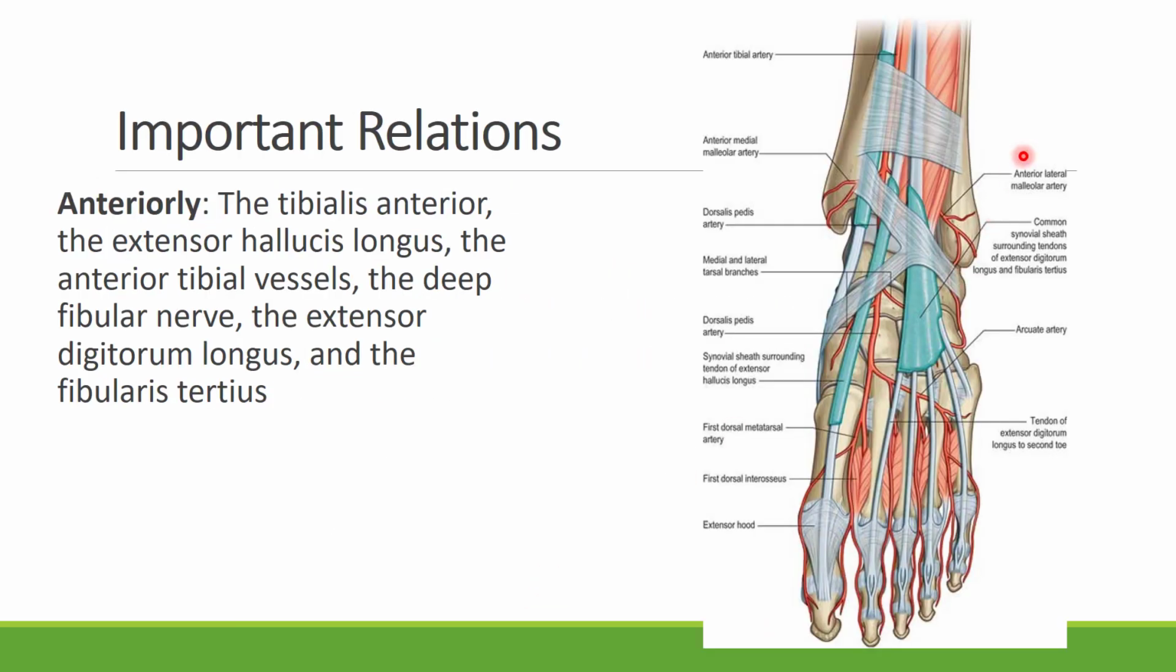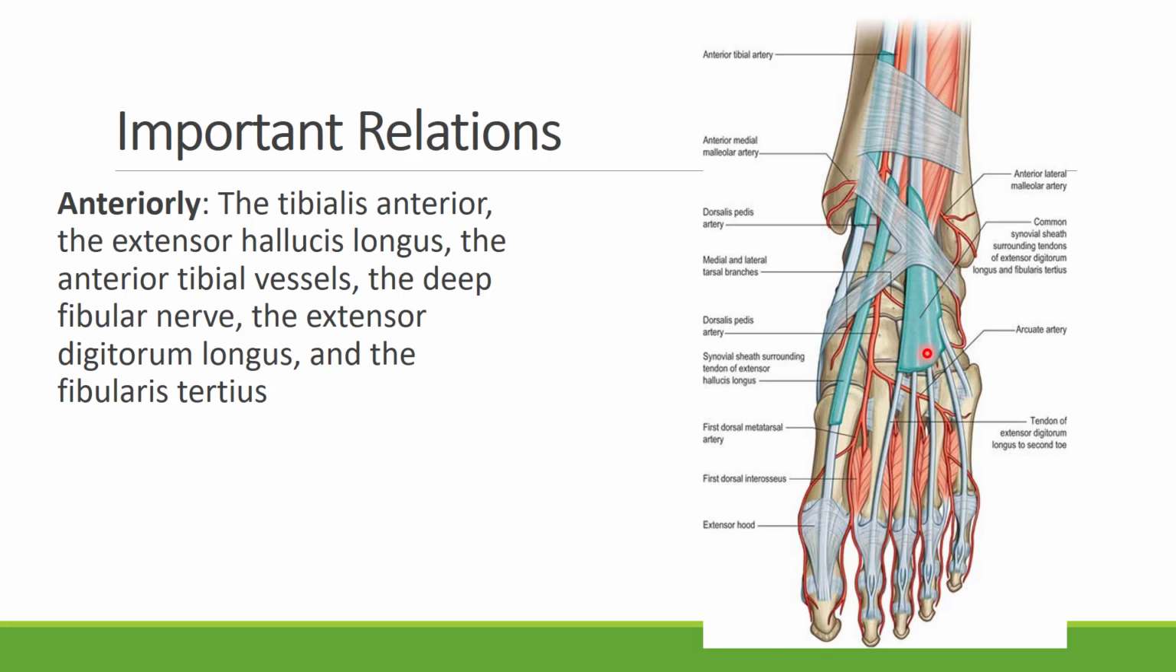Now the important relations of the ankle joint. There are some muscles present in the anterior compartment of the leg which cross the ankle joint and are attached on the foot. Number one is the tibialis anterior muscle. Then there is the extensor hallucis longus muscle, and this is the extensor digitorum longus muscle.